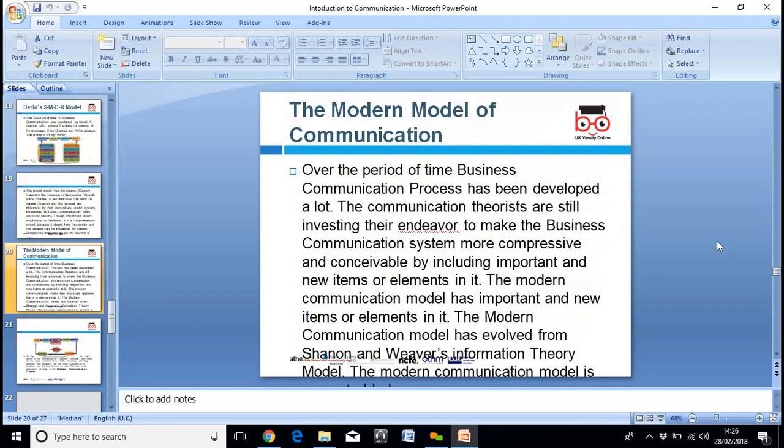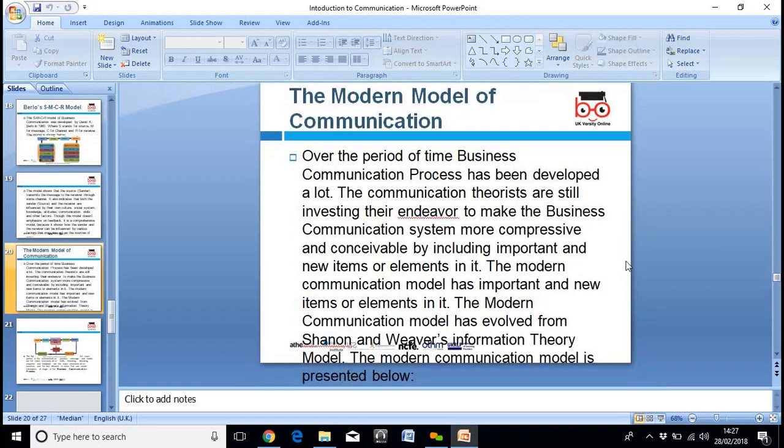Believe it or not, there is a modern model of communication. Over a period of time, the business communication process has been developed quite a lot. The communication theorists are still investing their endeavour to make the business communication system more comprehensive and conceivable, including important and new items or elements in it. The modern communication model has important and new items or elements in it. It's evolved from Shannon and Weaver's information theory model, and modern communication is presented below.